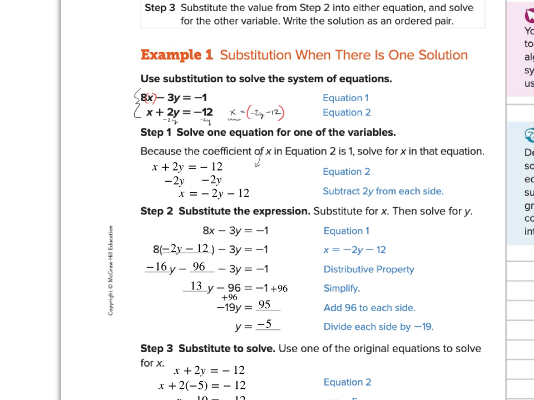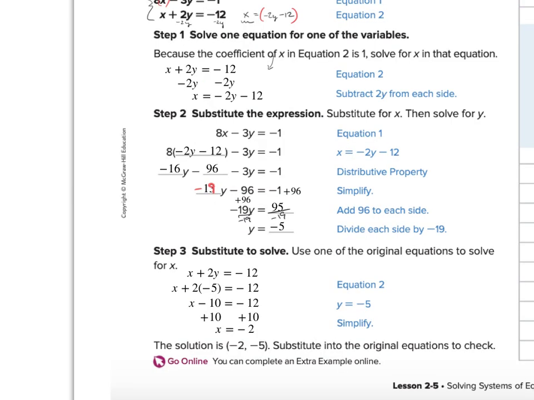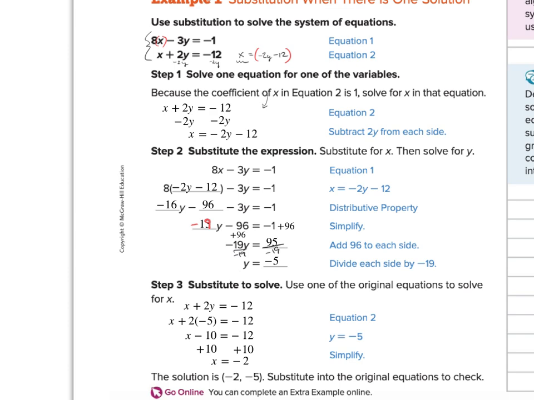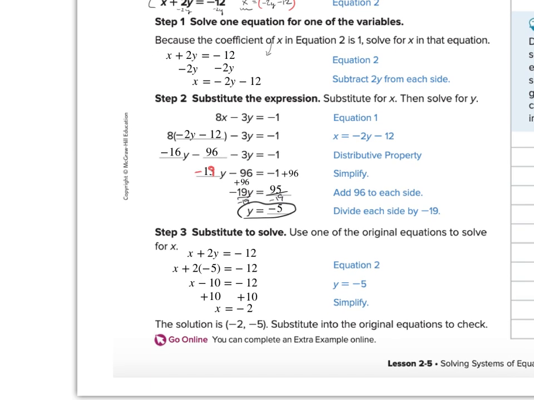Combining like terms, we have 13y. I think that's wrong. I think that is negative 19y, right? Minus 96 is equal to 95, and then we divide both sides by negative 19. And then y is going to be equal to negative 5. And that is step two, where we substitute it back into the expression and came up with y is negative 5. So now that we know what y is, we can substitute that back into one of our expressions, and we can come up with the value of x. So we found out that x is negative 2 and y is negative 5.